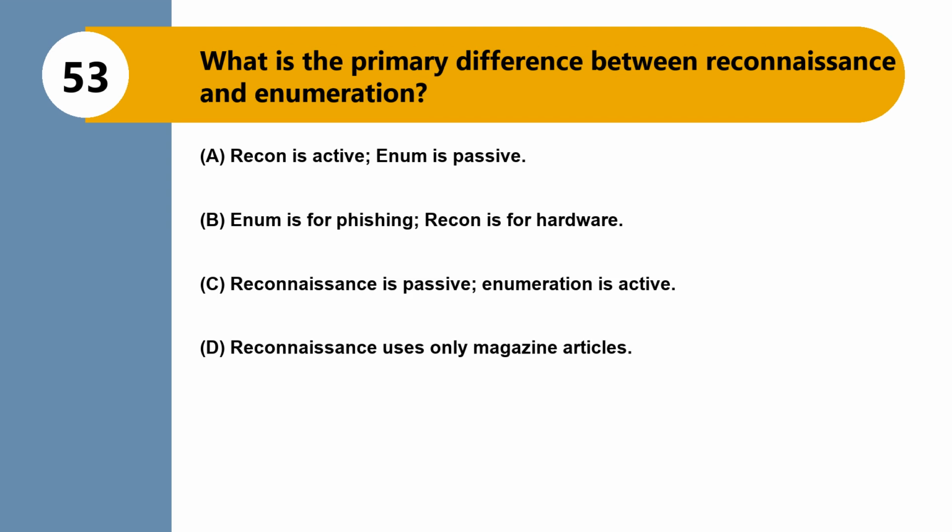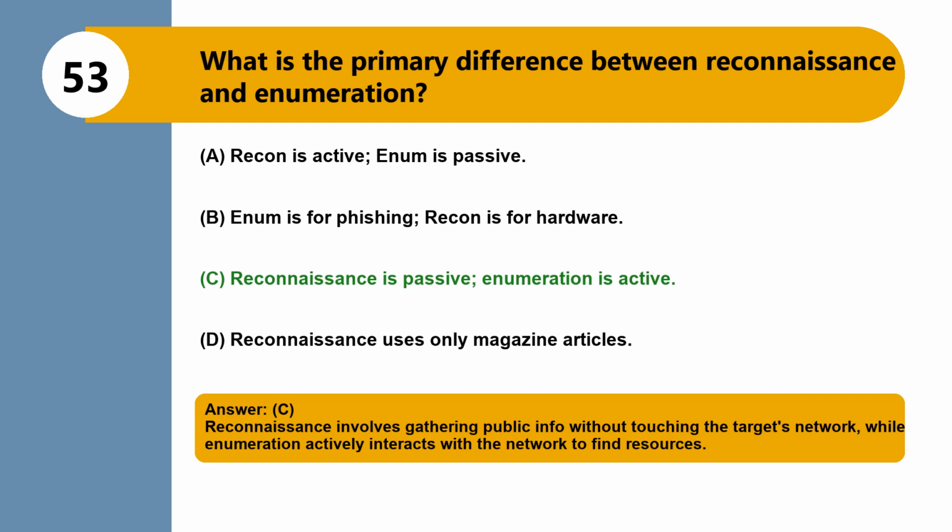Question 53. What is the primary difference between reconnaissance and enumeration? Option A. Recon is active, enum is passive. Option B. Enum is for phishing, recon is for hardware. Option C. Reconnaissance is passive, enumeration is active. Option D. Reconnaissance uses only magazine articles. The correct answer is option C. Reconnaissance is passive, enumeration is active. Reconnaissance involves gathering public info without touching the target's network, while enumeration actively interacts with the network to find resources.